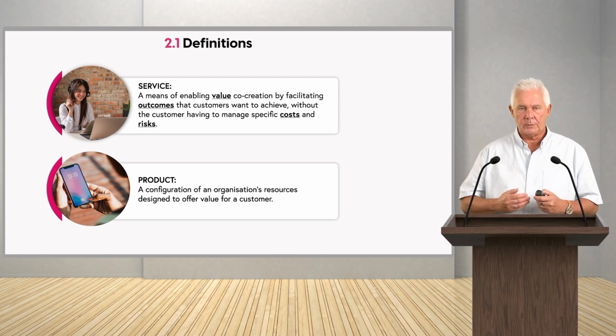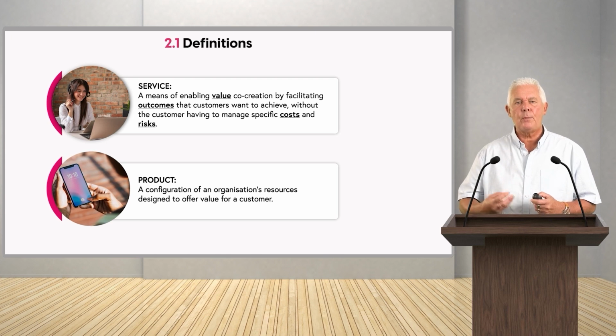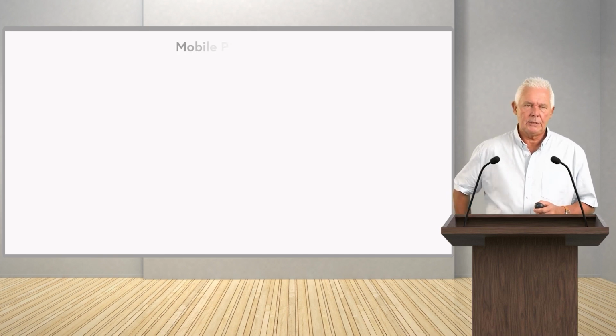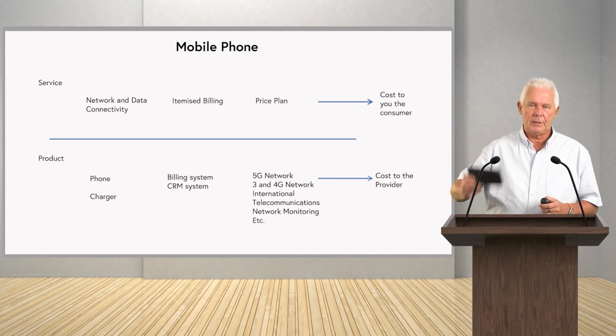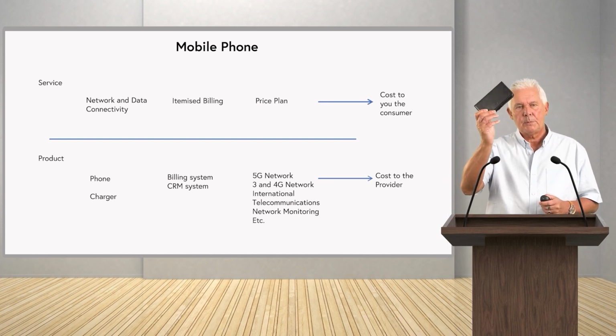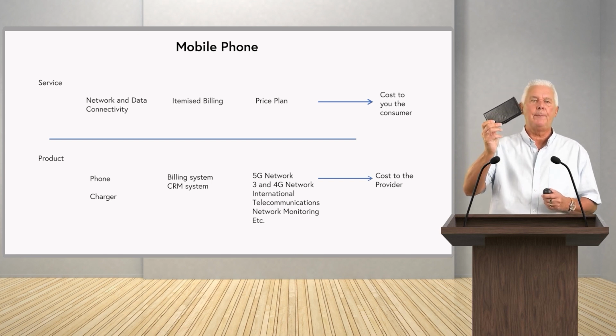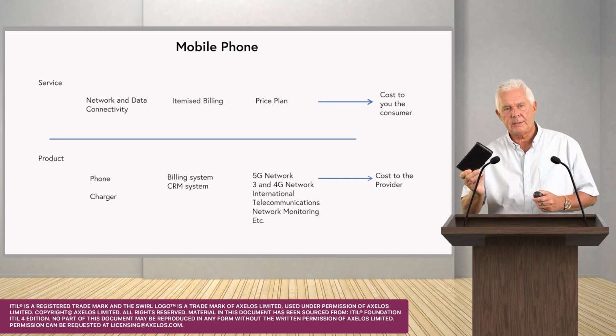So service and product, there is a relationship, but products typically are the things that help underpin and deliver the service, typically not visible to the customer. Now I'm going to give you an example of service and product just to bring those definitions alive. I would imagine most people on this course have got a mobile phone. So let's use the mobile phone as a really good example of what we mean by service and what we mean by products.